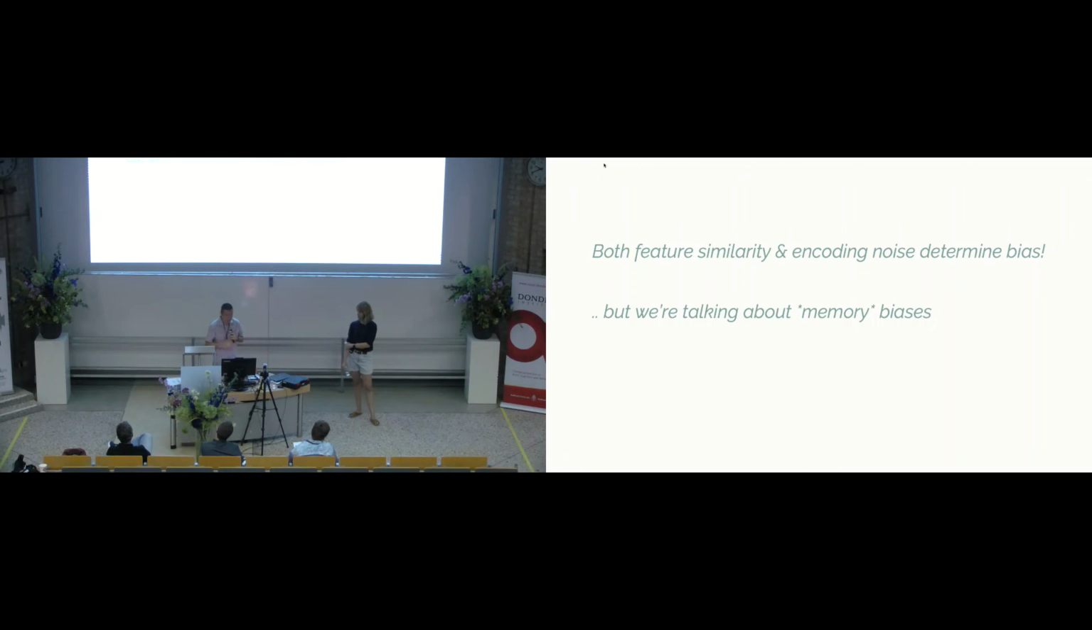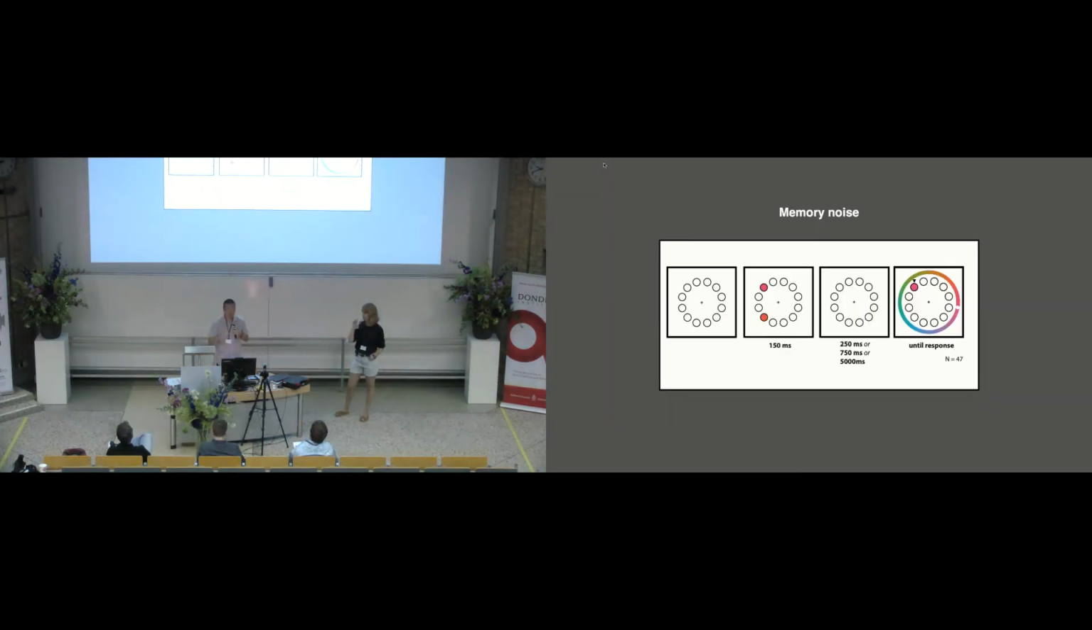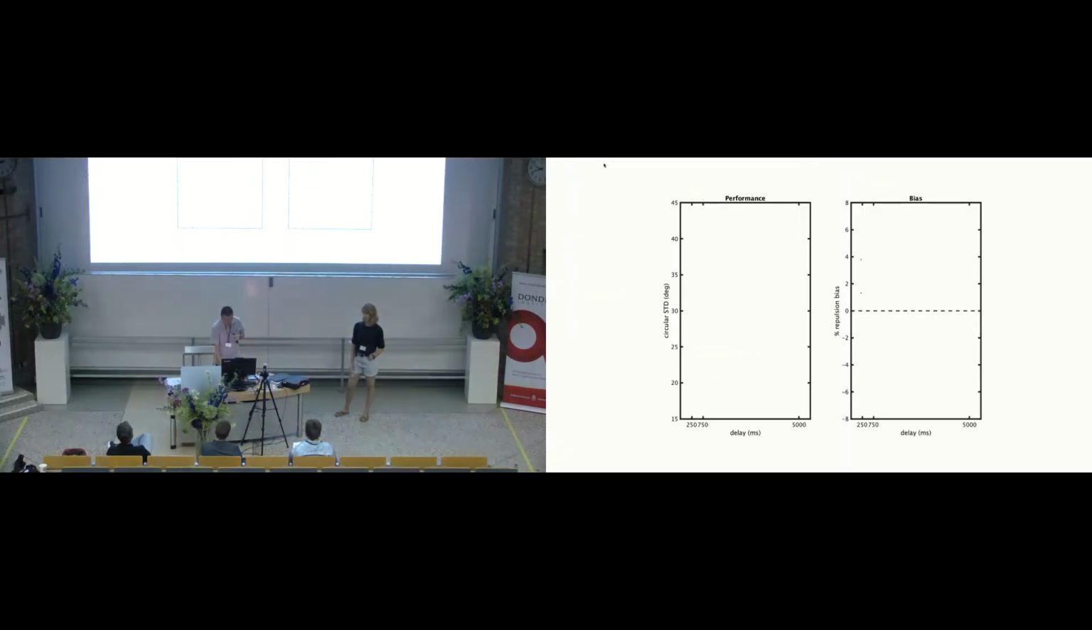But here, what we're manipulating is color similarity and encoding noise, but we are talking about memory noise. So maybe you want to also manipulate memory noise. So instead, you pick the one that has the maximum repulsion, 150 millisecond encoding time, and manipulate the delay interval this time. If you have to remember it for longer, then the noise in memory will accumulate, so maybe you see stronger repulsion as a function of delay. And here, just as a manipulation check, you see that performance gets worse over time, which you kind of expect. But interestingly, you also see stronger repulsion bias as the delay increases.